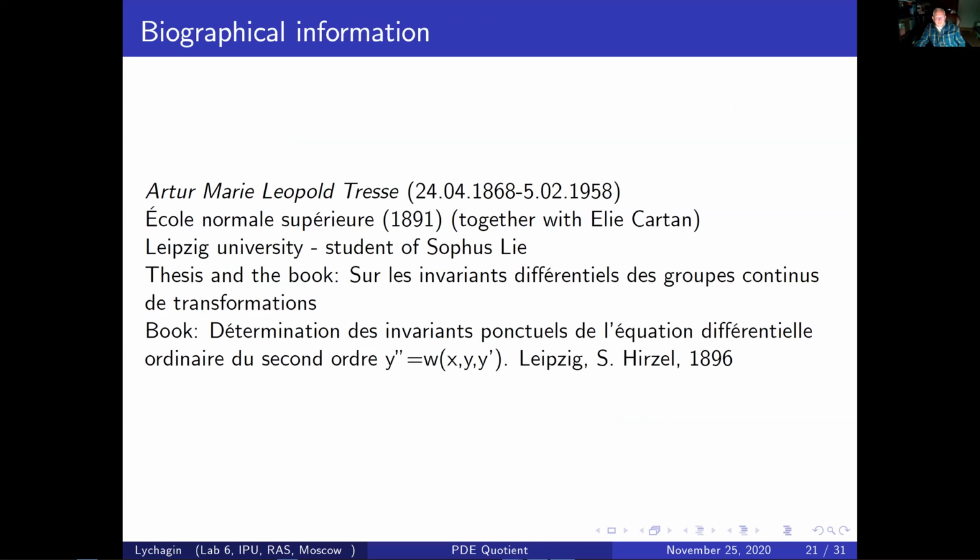Now, just also some biographical information about Tresse. It's Arthur Tresse. He finished the École Normale Supérieure in 1891, and he did it together with his friend Élie Cartan. After this, he was a student of Sophus Lie at Leipzig University, and his thesis was called differential invariants of continuous groups of transformations.